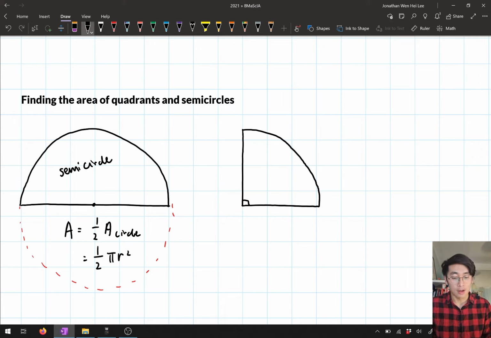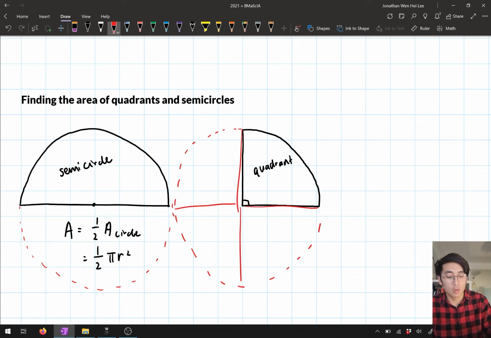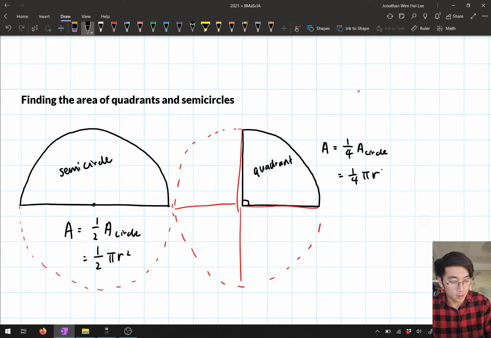The second shape is a quadrant. So this one's a quadrant. I couldn't spell that. Quadrant. Now, if you have a look at the quadrant, this is what you would get if you took a quarter of a circle. So if we split up a circle into quarters, one quadrant is just going to be 1/4 of a circle. And so if I want to find the area of my quadrant, that's just going to be 1 over 4 times pi r squared.